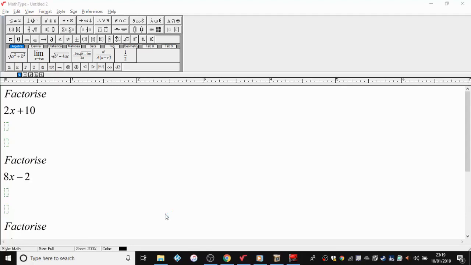Factorization is taking a common factor out of an expression and putting the brackets around the remainder of the expression. I'll show you an example here with this first question. Factorize 2x plus 10.